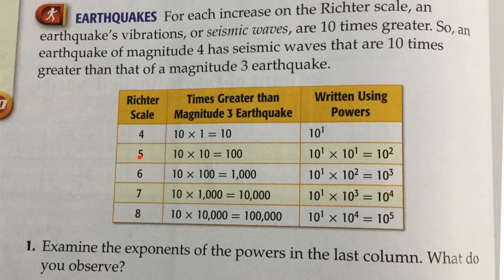Now, if I was on the Richter scale for 5, that means it's 10 times 10 greater than a magnitude 3, which is 100. Another way we could write that is 10 to the second, right? 10 to the first times 10 to the first is 10 to the second. What about this? If I had a 6, that's 10 times 100, or 10 to the first times 10 to the second, which is 10 to the third. A magnitude 7 is 10 to the first times 10 to the third, which is 10 to the fourth. And a magnitude 8 is 10 to the first times 10 to the fourth, which is 10 to the fifth.